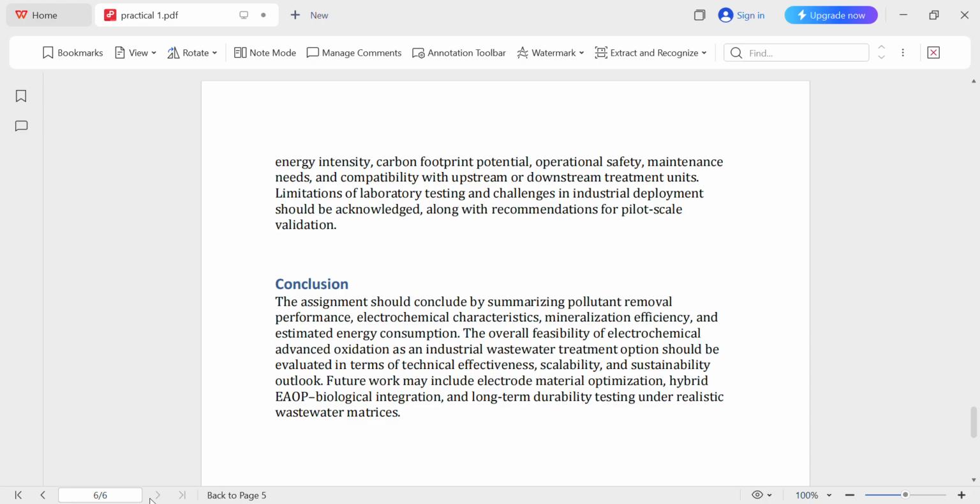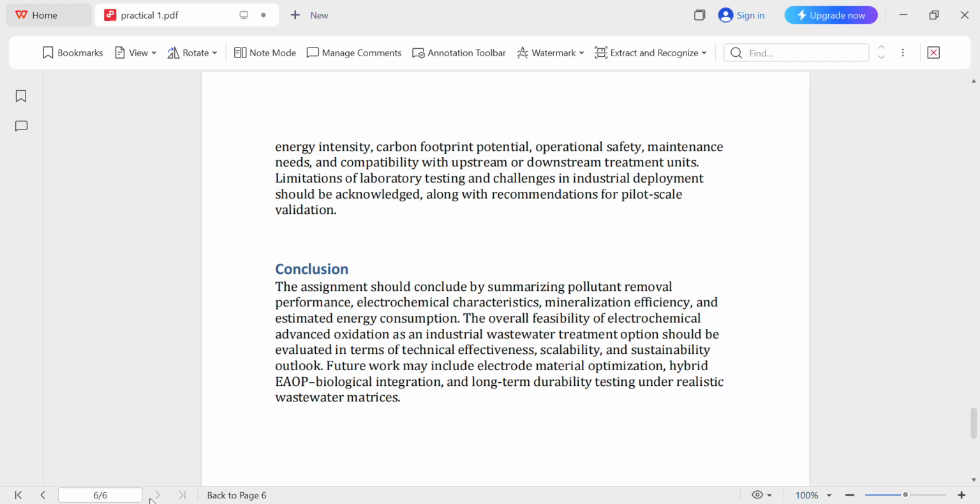Next is the limitation of the laboratory test. Limitations of the laboratory test and challenges in industrial deployment should be acknowledged, along with recommendations for applied scale validation.